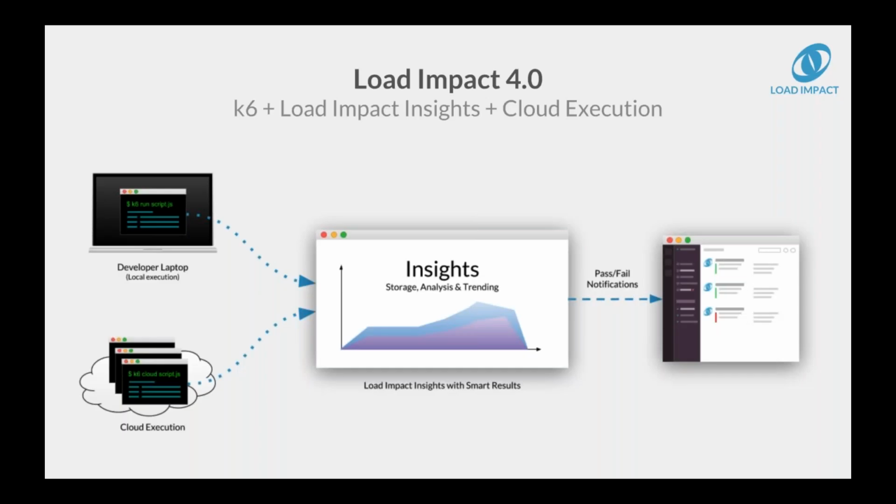So Load Impact 4.0 is made up of these three components. The first one being K6. So we've already had a look at K6. It's an open source load testing tool that you can use completely locally, on premise, and then you can connect it to the second component, Insights. And Load Impact Insights is the centerpiece of our cloud service, where you can store, analyze, trend, and share K6 test results. And it also integrates, as we saw, with Slack, HipChat, and webhooks for sending notifications when tests pass and fail. And the third component is Load Impact Cloud Execution.